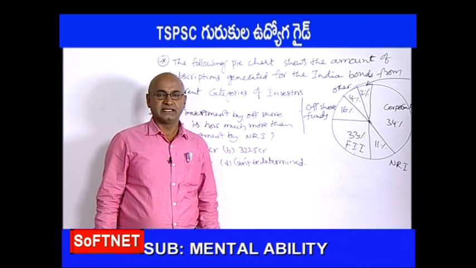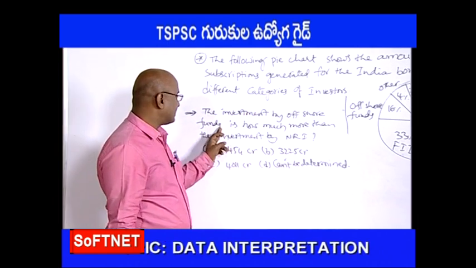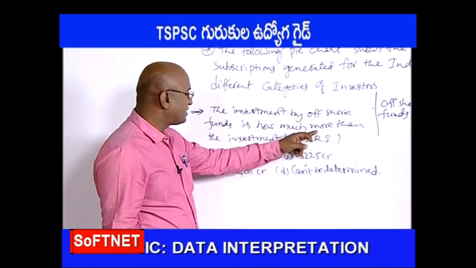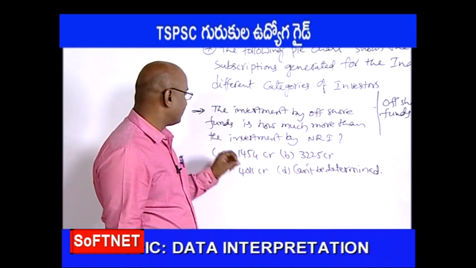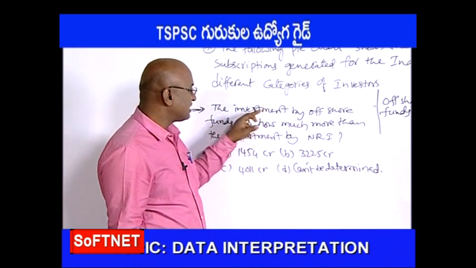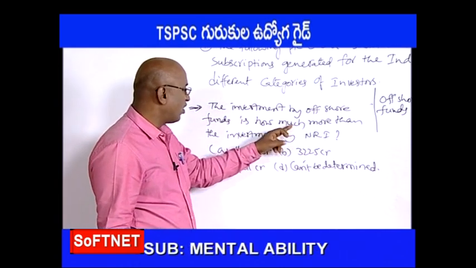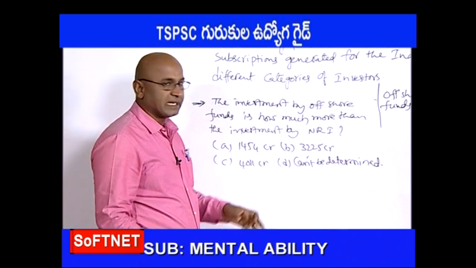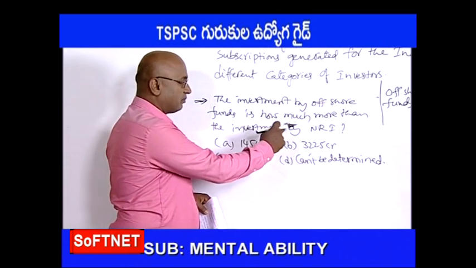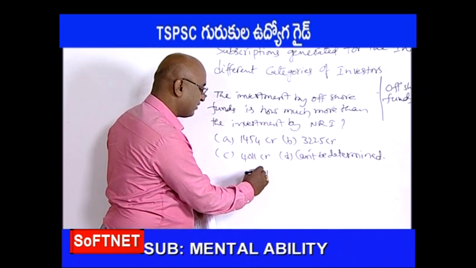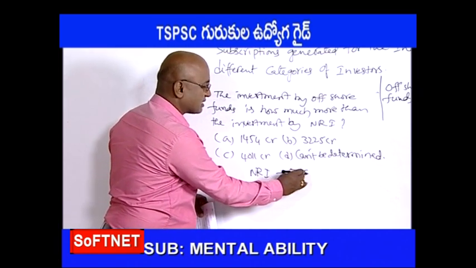The next problem is like this: the investment by offshore funds is how much more than the investment by NRI? In the previous problem, NRI's investment is given as 4,000 crores rupees.